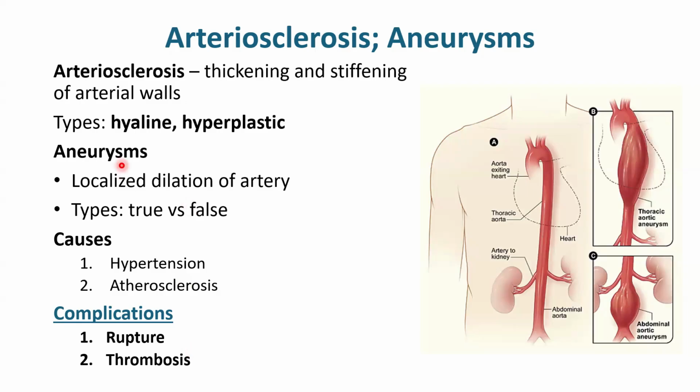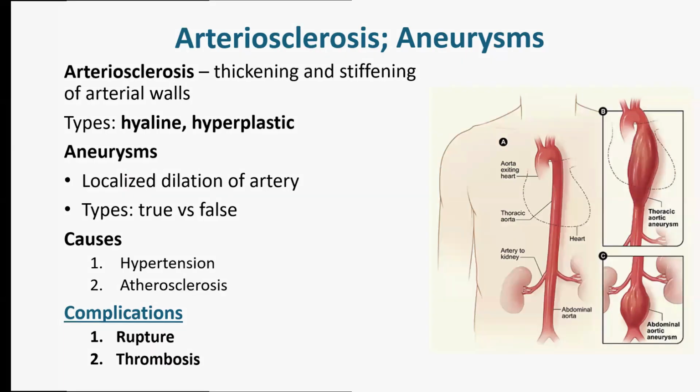Complications of aneurysms: one, they can rupture because they are dilated. Once they rupture, you can have a stroke if it's in the brain, or maybe an infarct in other tissues. Thrombosis can also occur because it's dilated, so there is pooling of blood and thrombosis there.